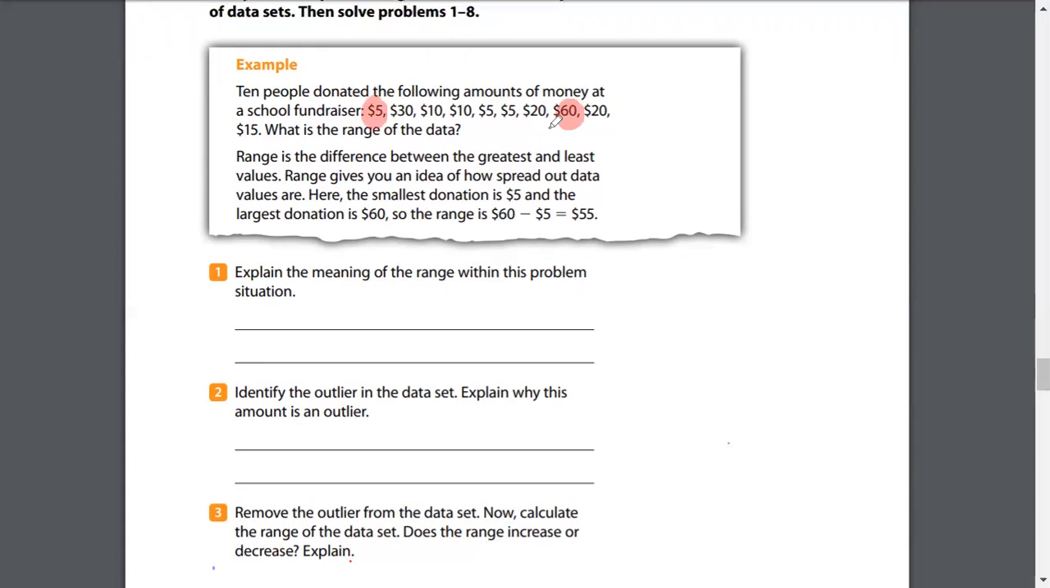So range, once again, is the difference between the greatest and least values. It gives you an idea of how spread out the data values are. The smallest donation is 5 and the largest donation is 60. And the range is going to be 60 minus 5, so 55. And these example problems are just conceptual, really.